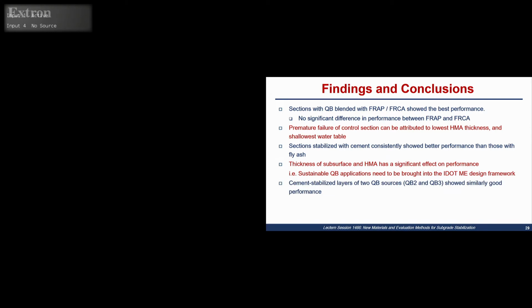Cement stabilized layers of the two QB sources that we used, QB2 and QB3, showed similar good performance, so we didn't see in this particular study a difference in performance between the two different sources. And lastly, the inverted pavement sections, especially the cement stabilized one, had good performance.